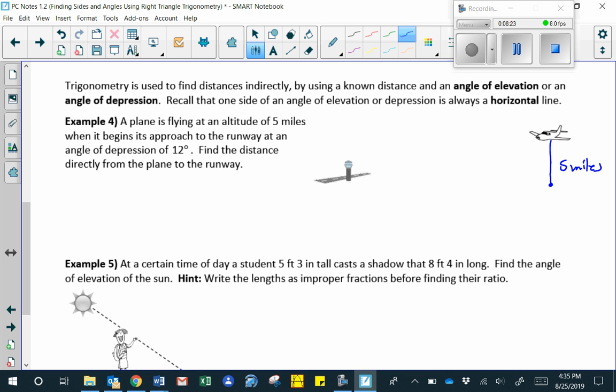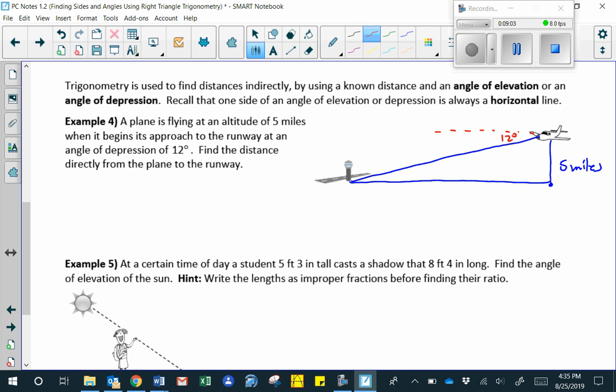And it's beginning its approach to the runway. So here's the ground, the horizontal distance. And the approach to the runway is at an angle of depression of 12 degrees. Now, if the plane were flying straight ahead and not landing, it would have a 0-degree angle of depression. But since it is going to have to head toward the airport, the angle of depression is 12 degrees. That's frequently something that's mislabeled. Remember that it's going to be outside of the triangle.